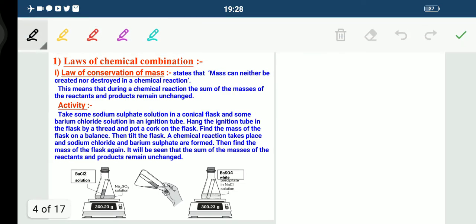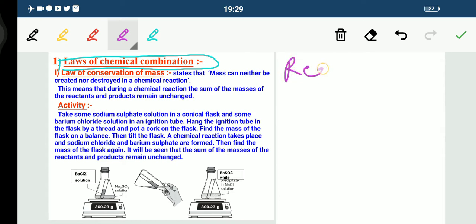Now, whenever reactants react together to form the product, they do this according to certain laws, and these laws are known as the laws of chemical combination. This is what you can see here. So now you will be asking, ma'am, what is reactant, what is product? So let me just tell you here, bache.